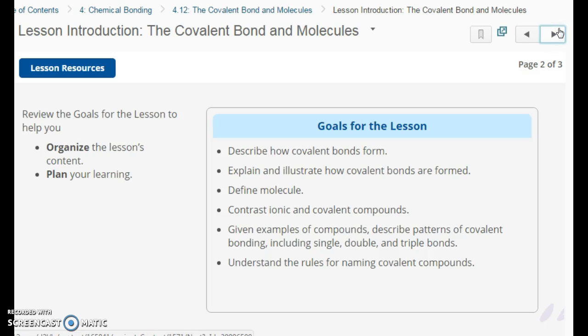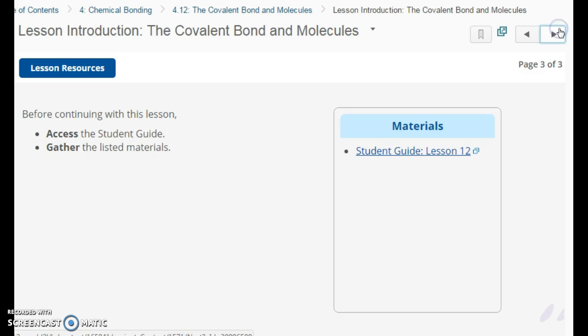Goals for the lesson: describe how covalent bonds form, explain and illustrate how covalent bonds are formed, define molecule, contrast ionic and covalent compounds, given examples of compounds, describe patterns of covalent bonding, including single, double, and triple bonds, understand the rules for naming covalent compounds.